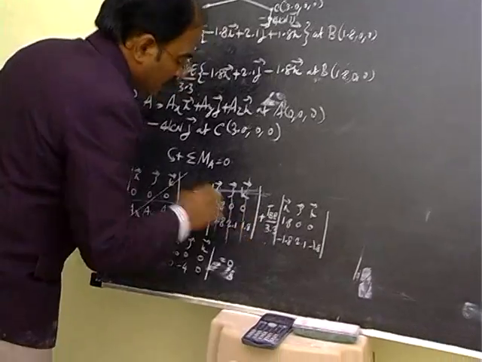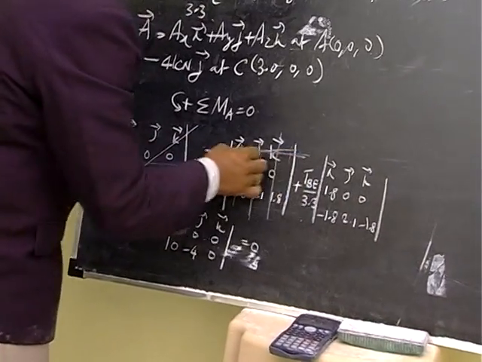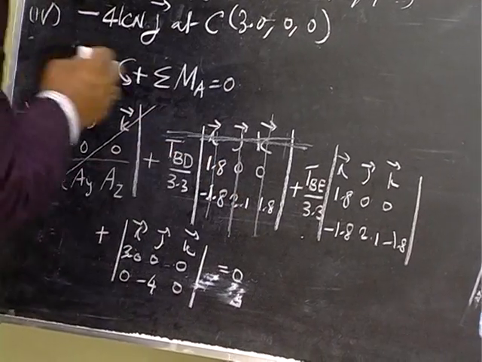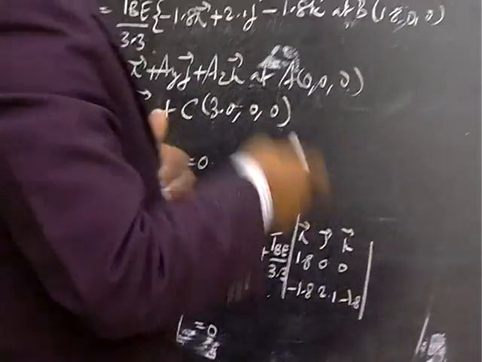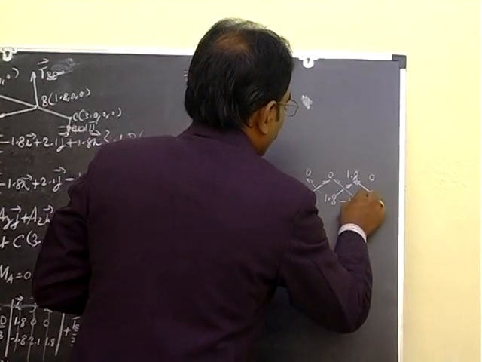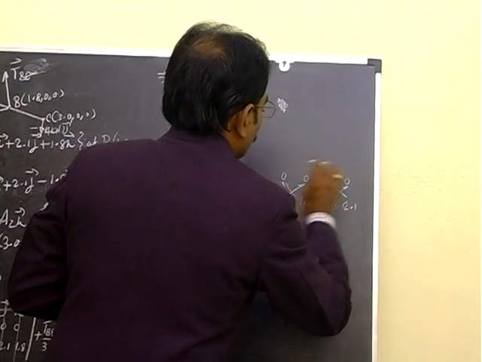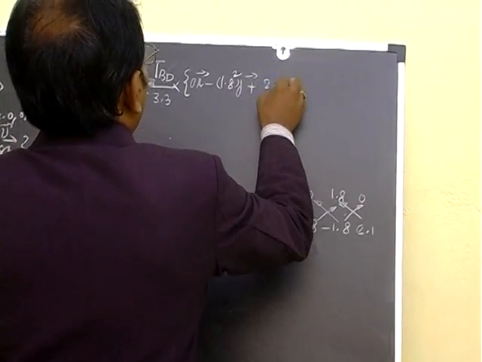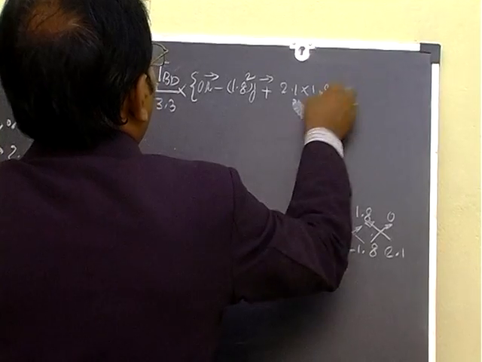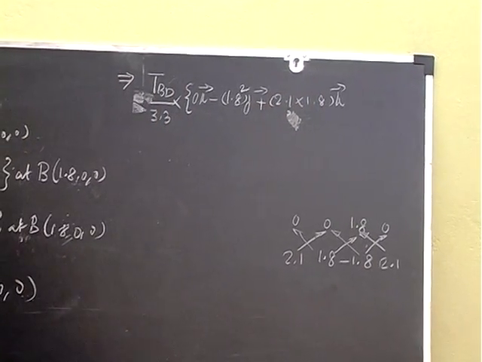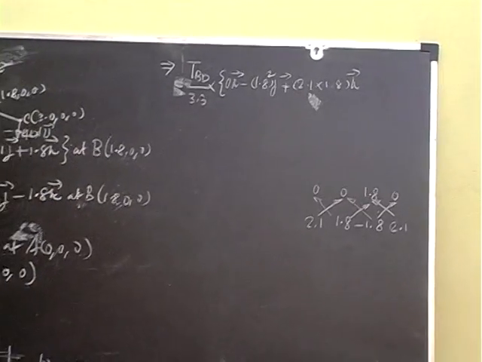So we strike this column and this row. We take this cofactor, it is nothing but 2.1 multiplied by 1.8, minus this value. So 2.1 multiplied by 1.8 is there, minus 0. Therefore we get 2.1 multiplied by 1.8.